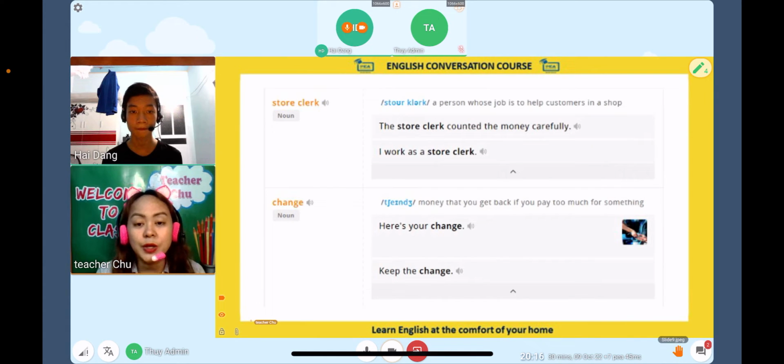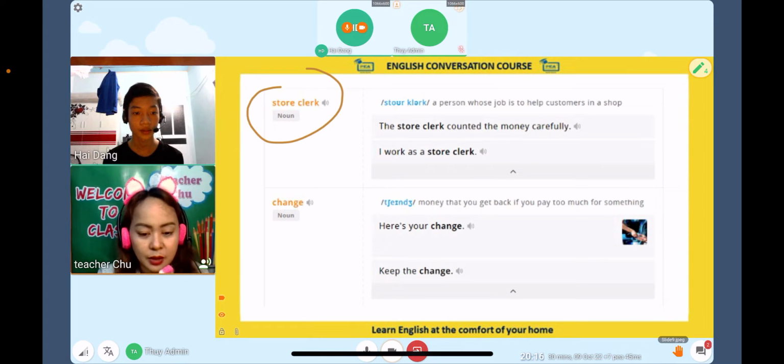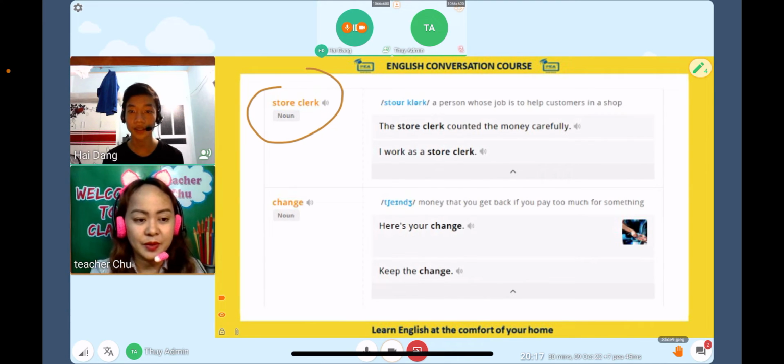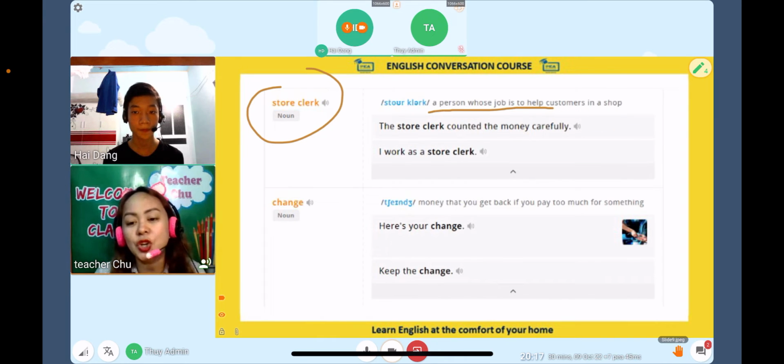Okay. Next word is store clerk. What is a store clerk, or who is a store clerk? A store clerk is a person whose job is to help customers in a shop. Yes, a store clerk is a person whose job is to help customers in a shop.